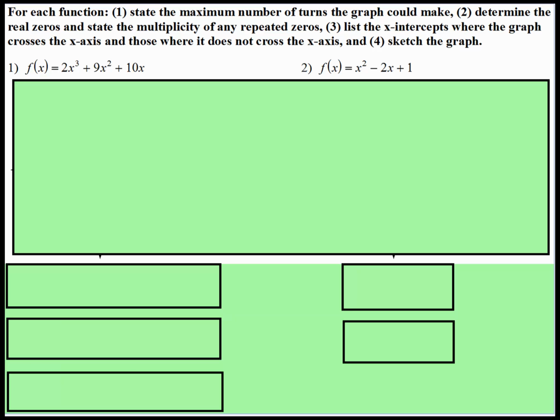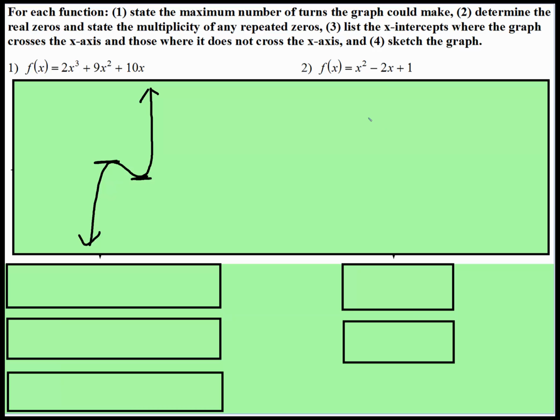Okay, working a little bit more with functions. So now we're asked to state the maximum number of turns for the graph. Think about this. On number 1, that's a cubic, and its parent graph looks like this. Well, how many turns is that?